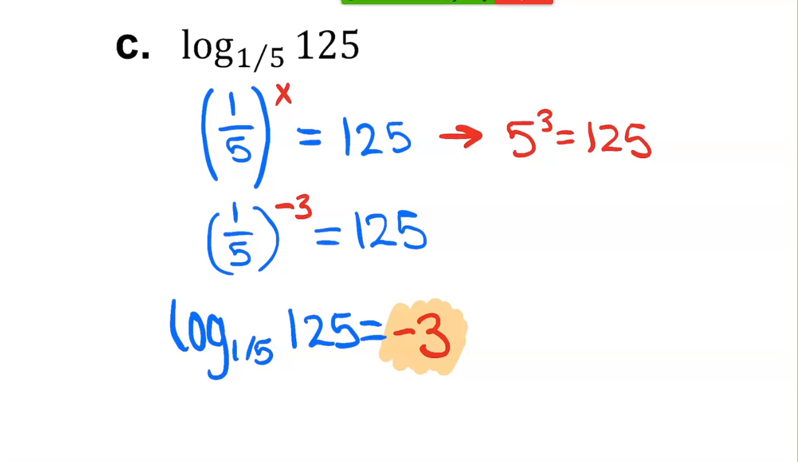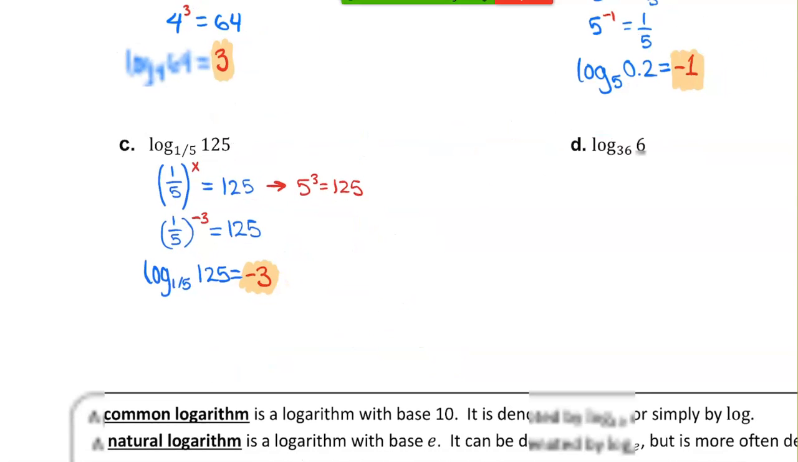So if you have a fraction as your base and you end up with a whole number as your number, then it has to be a negative exponent, or vice versa. If you have a whole number base, but then the number inside the logarithm is either a fraction or a decimal, then it has to be a negative exponent.